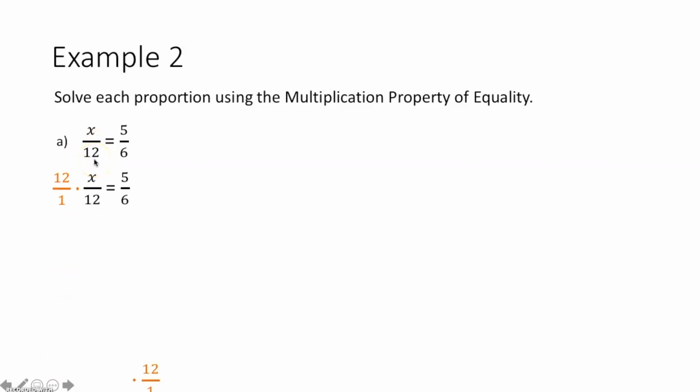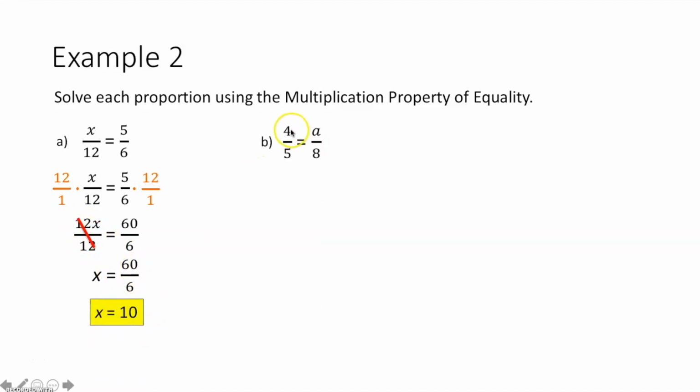So we multiply both sides by 12, and I make it 12 over 1 because these are going to cancel each other out. You could also just straight up multiply across like you normally do, and you end up getting 12x over 12 is equal to 60 over 6. Now you can see that these actually do cancel each other out, and we're left with x is equal to 60 over 6, which, if we simplify, is equal to 10, and you're done.